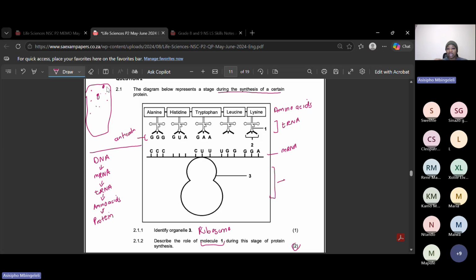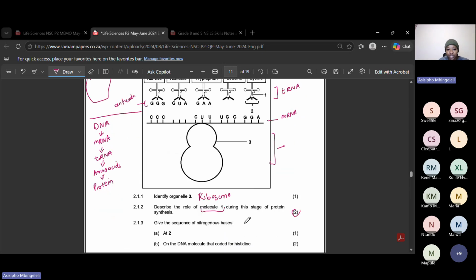Where is it taking this amino acid? To the ribosome so that it can form a chain on the ribosome to get a protein. I'll answer everything and then take questions. Give the sequence of nitrogenous bases at 2.